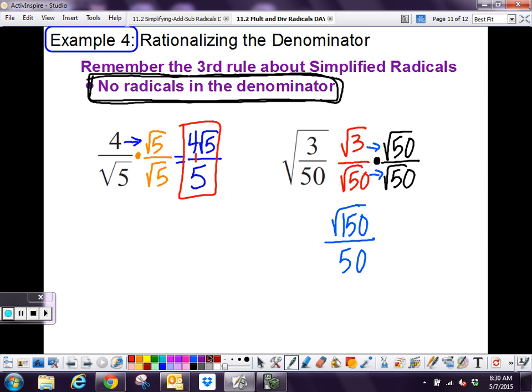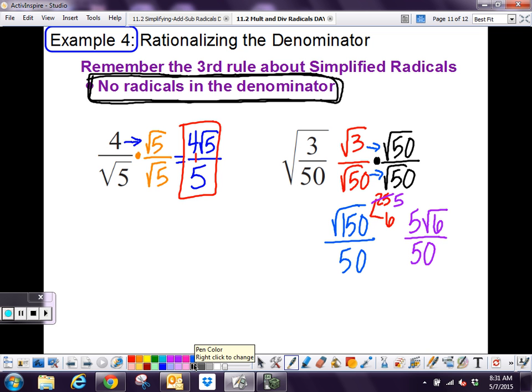And you would think we would be done here, but we have to look at that 150. We have to see if there's any perfect squares within 150, and there are. Okay, I know that 25 times 6 is 150. Okay, well, what is the square root of 25? The square root of 25 is 5. So that's what I'm going to bring out. So I have 5. I'm still left with that 6. So that's going to be square root of 6 over 50.